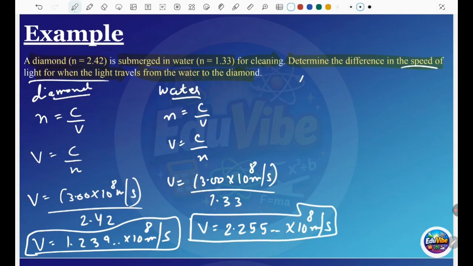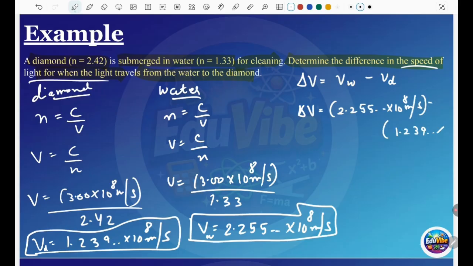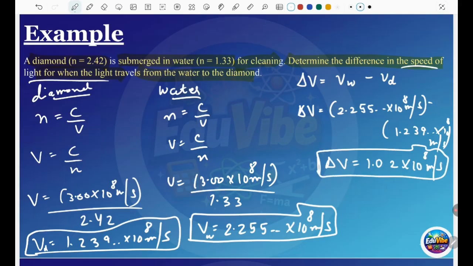Now you have to find the difference. The difference means you have to find delta v, where W means water and D means diamond. So from water to diamond, it is the velocity of water minus the velocity of diamond. So put the values: 2.255 × 10^8 meters per second minus 1.239 × 10^8 meters per second. You will get delta v of about 1.02 × 10^8 meters per second, to three significant figures.